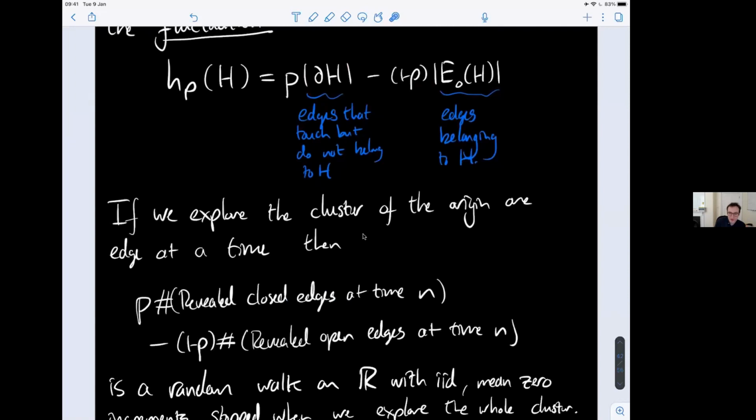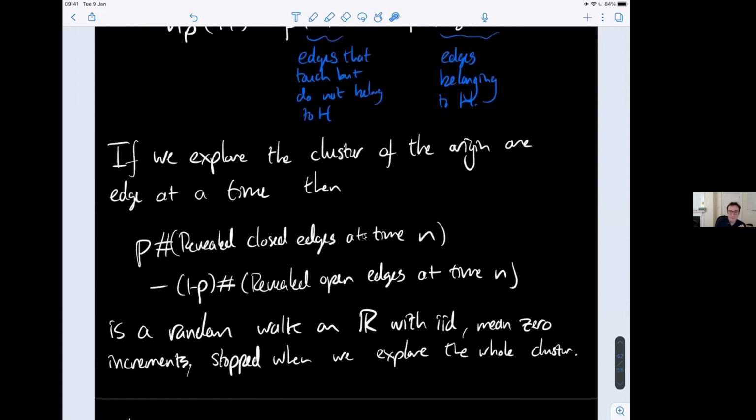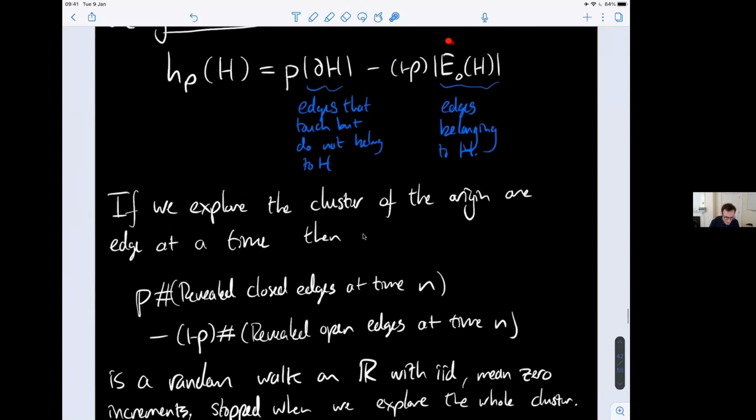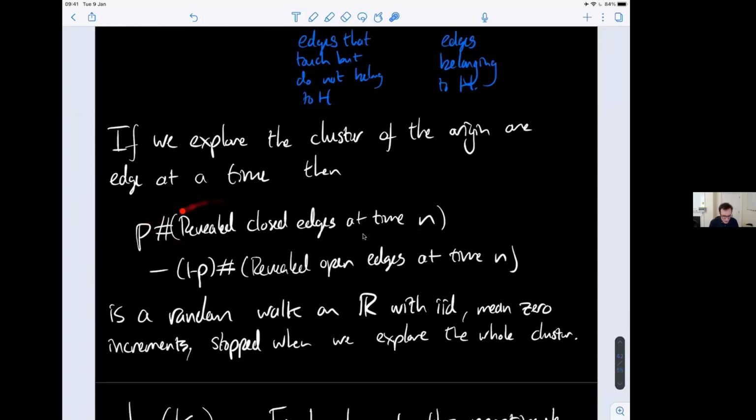And the fluctuation of the cluster at the origin turns out to be a really natural and important quantity for many calculations. So in particular, if we explore the cluster at the origin one edge at a time, so we already saw something like this earlier on. You fix an enumeration of the edge set, and before we were doing things in a slightly more clever way where you only reveal a spanning tree of the cluster at the origin, but now we'll just do it in the more obvious way where, at each step, you look at all the edges which are touching the part of the cluster that you've revealed so far, that you haven't already looked at. So if you do this, and you keep track of the running version of this quantity, so you have p times the number of closed edges that you've revealed minus 1 minus p times the number of open edges that you've revealed up to time n, then this is a martingale.